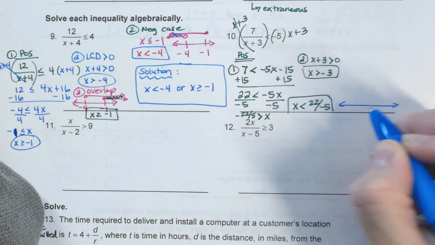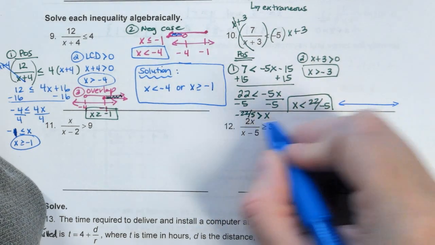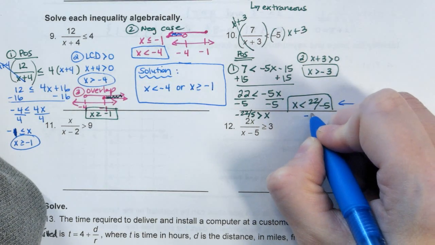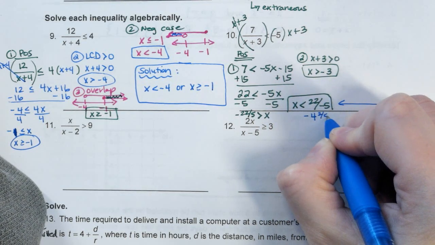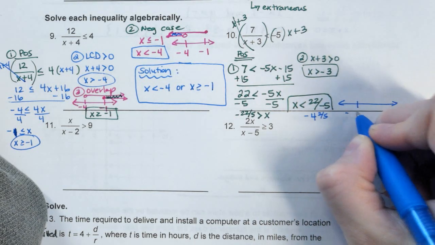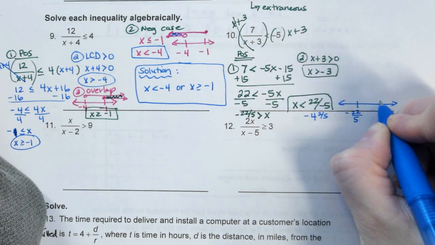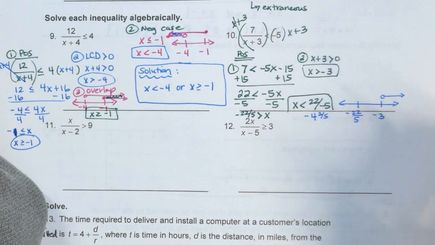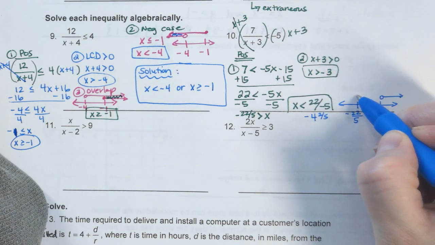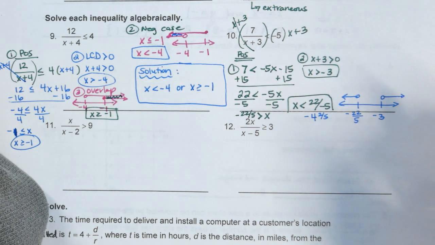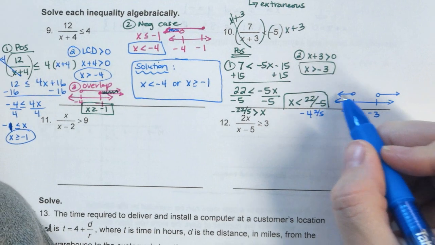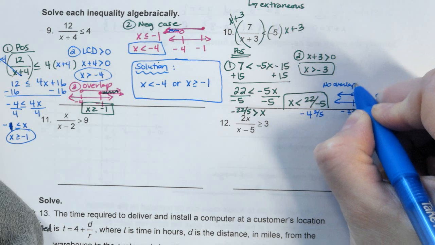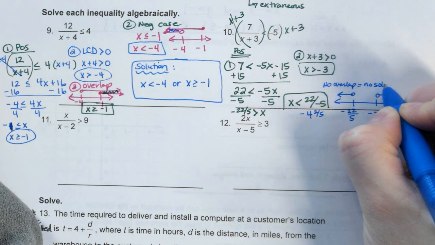I'll do here. So, bless you, negative 22 over 5. How many times does 5 go into 22? 4. So this is 4 with 2 remaining. That's just going to help you put it on your number line. So negative 22 fifths goes first. Negative 3 goes second. This is greater than negative 3. This is less than negative 22 over 5. If there's no overlap, what does that mean? Yeah, so there's no solution for this case.